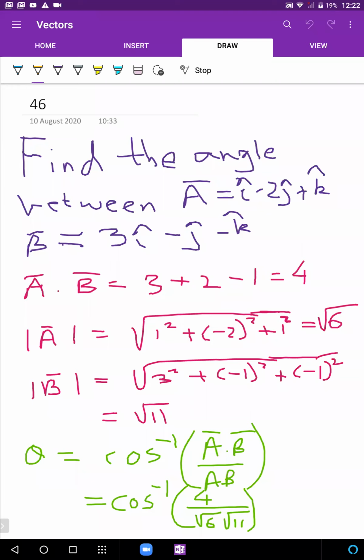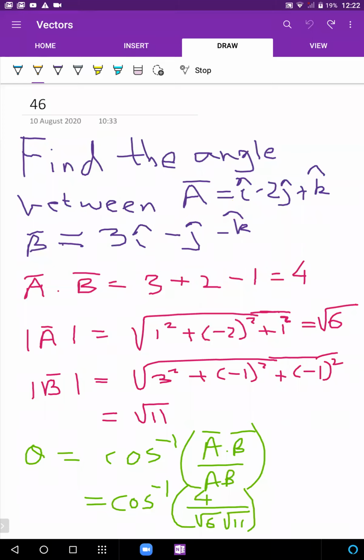First, find the dot product and keep it aside. The dot product is 3 into 1, which is 3, minus 1 into minus 2, plus 2, minus 1 into plus 1, minus 1. So I have 3 plus 2 minus 1, meaning my dot product is 4. Okay, dot product is 4.